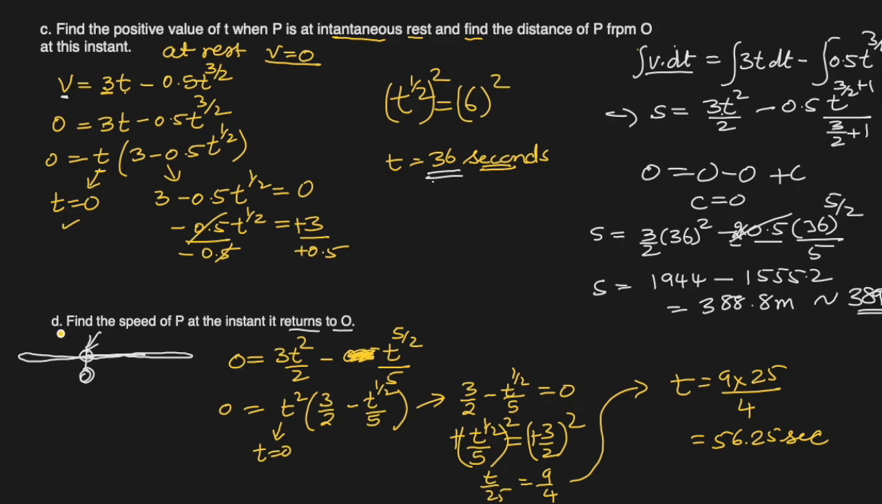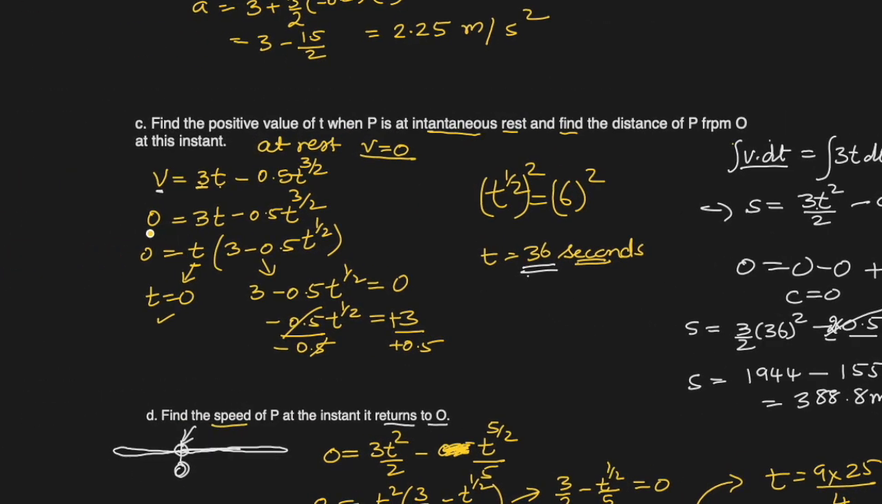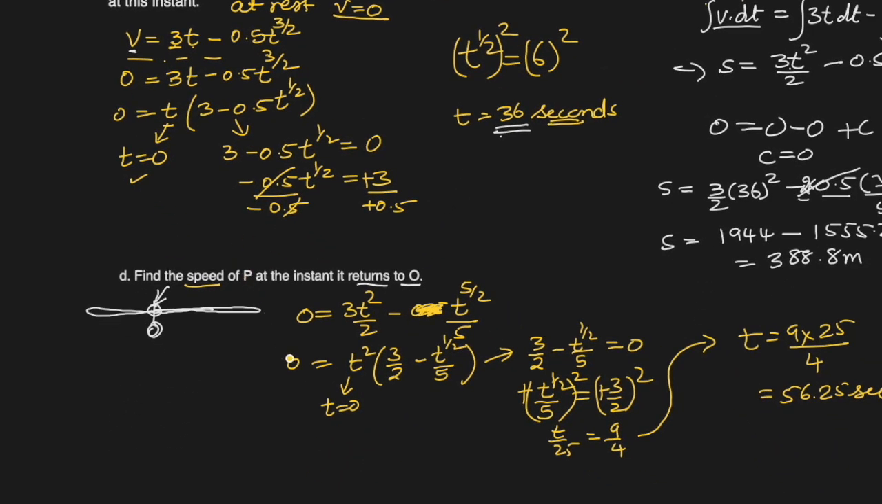So we'll use this to find the speed now, and for speed we know, this is the velocity equation. We'll ignore the sign because they are saying speed, so we'll just substitute 56.25 in this and we'll get our speed. So let me do this here. V equal to 3 times 56.25 minus 0.5, 56.25 to the power 3 over 2.